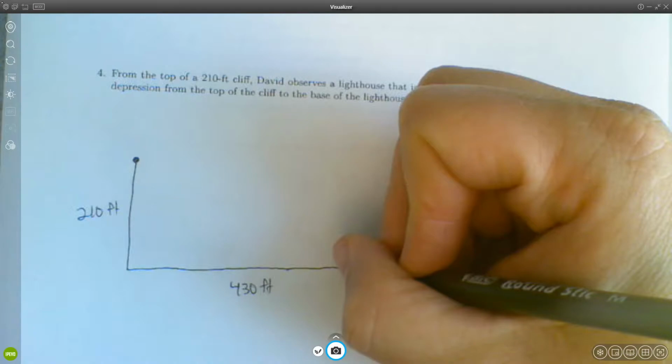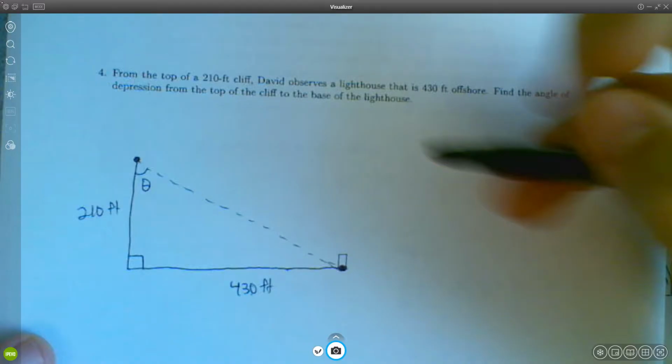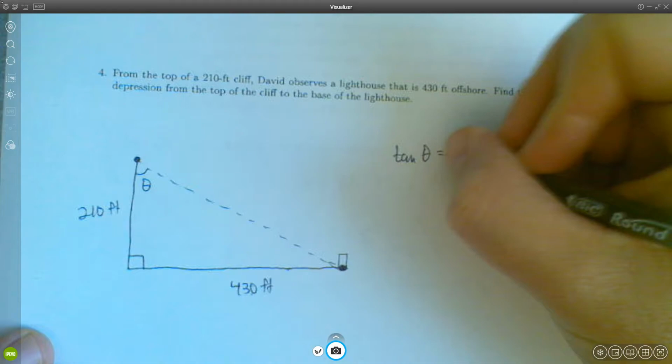I think we're going to be using the tangent again, right? We're going to say tangent theta is opposite over adjacent, 430 over 210. That must mean that theta is tangent inverse of 430 over 210, which, by the way, is the same as 43 over 21. Let's see what we get. So tangent inverse of 430 over 210.